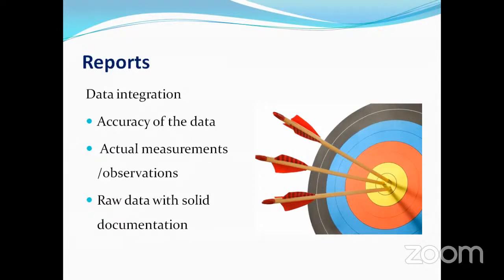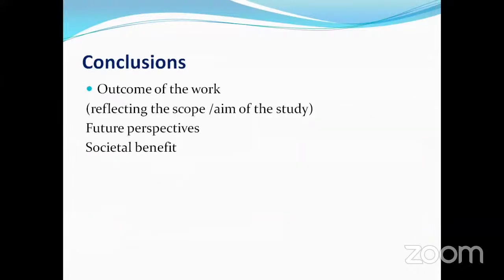So we have to give raw data with solid documentation, and we have to report it with the actual observations. For actual observation, there is a need of fact. It is not necessary to alter anything from that. And then our conclusion should be the outcome of the work.